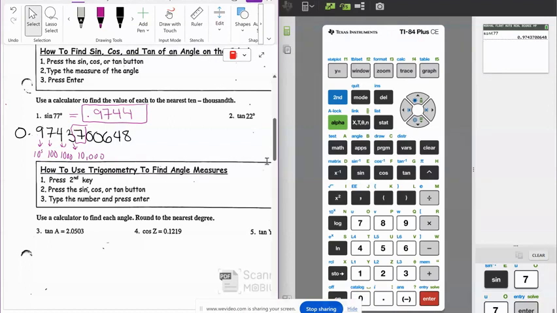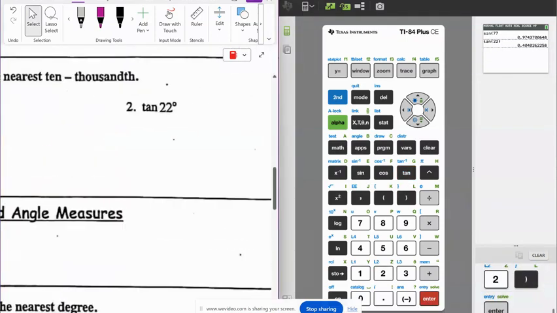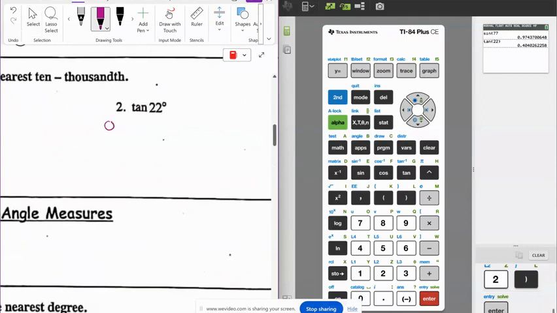All right, what should you have done? We should have pressed the tangent button and then 22, enter. And the decimal we have is 0.4040262258. All right, so again, we have our tenths, hundredths, thousandths, 10,000ths, and then we look at the 2, the 100,000th.